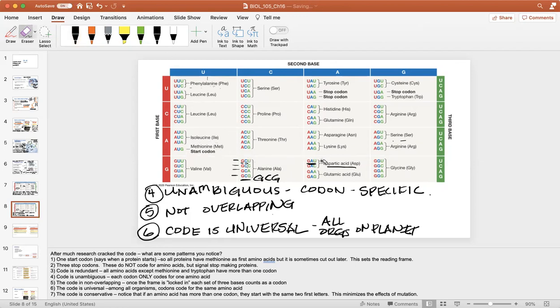And then finally, let me erase all of this. The last thing that I want you to know is that the code is conservative.